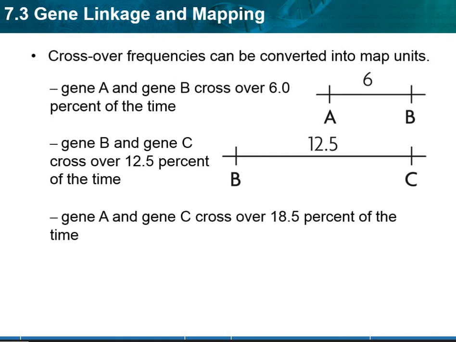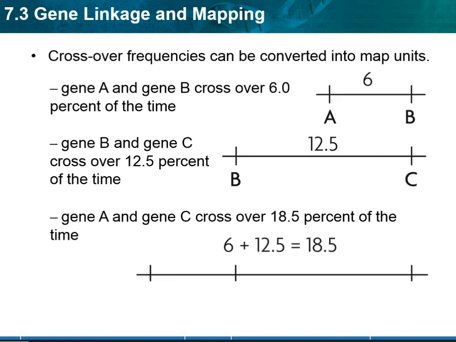Gene A and C cross over 18.5% of the time. So again, they should be even further, and then you can put all of those things in there and see here's where they should fall on this chart. So that is the end of the notes for section 3.